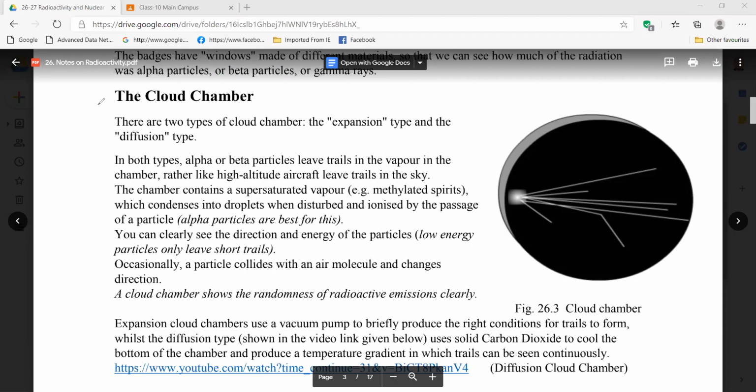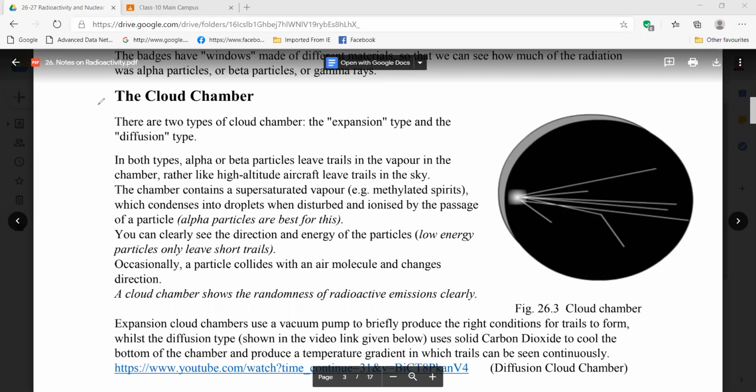The cloud chamber. There are two types of cloud chamber, the expansion type and the diffusion type. In both types, alpha and beta particles leave trails in the vapor in the chamber, rather like high-altitude aircraft leave trails in the sky. The chamber contains a supersaturated vapor, e.g., methylated spirits, which condenses into droplets when disturbed and ionized by the passage of a particle.